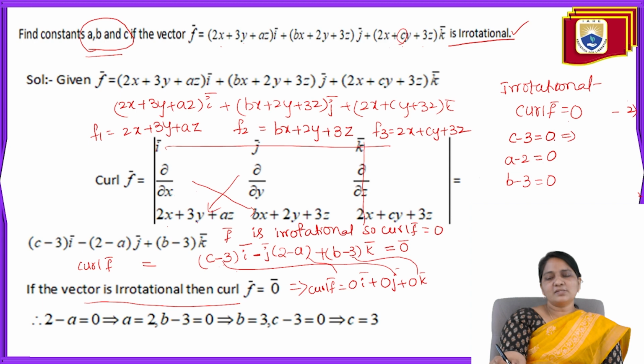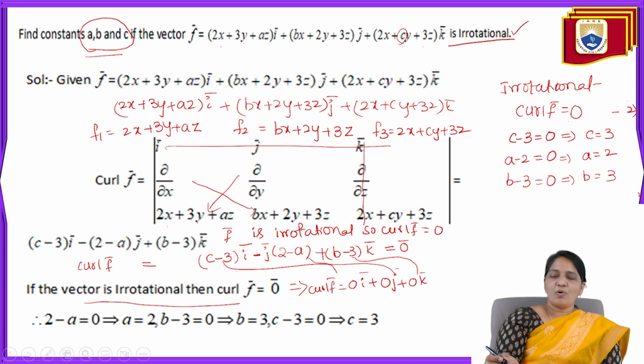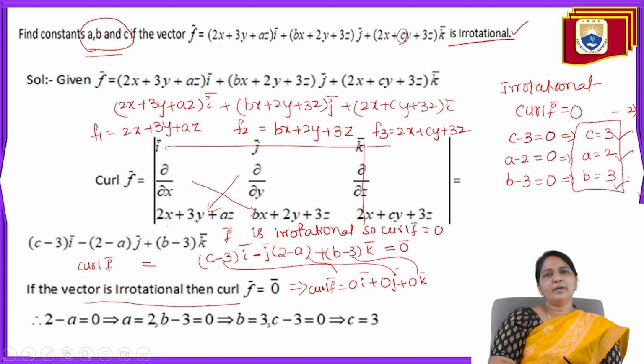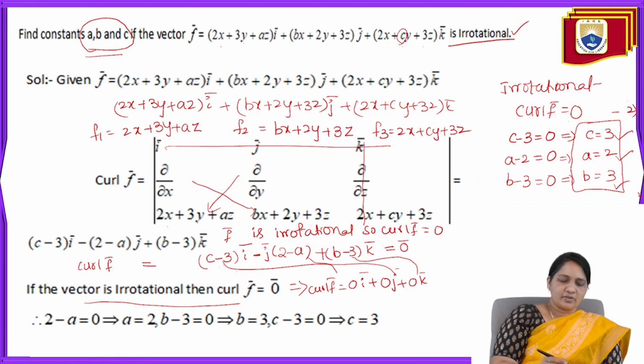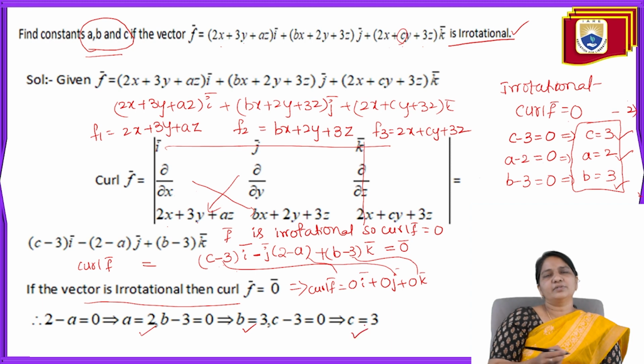If c minus 3 equal to 0, what is the c value? That is 3. If a minus 2 equal to 0, what is the a value? It is 2. If b minus 3 equal to 0, what is the b value? That is 3. So now I got the a, b, c values: a equal to 2, b equal to 3, and c equal to 3.